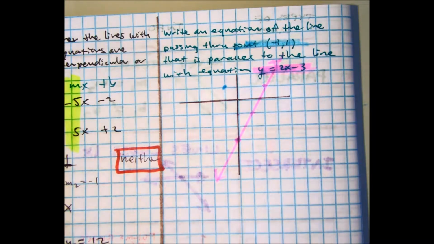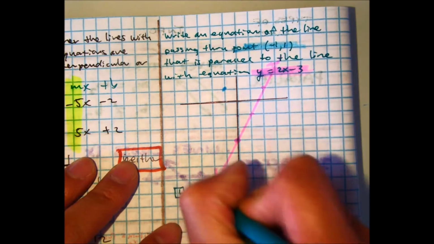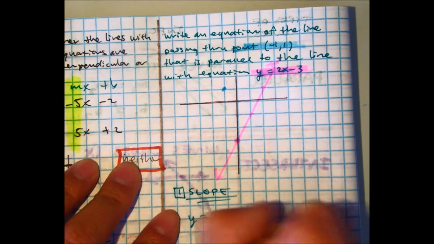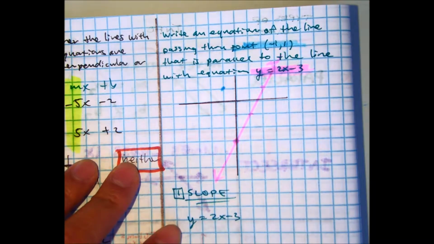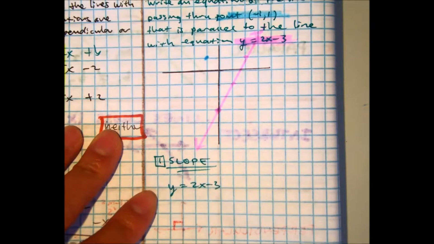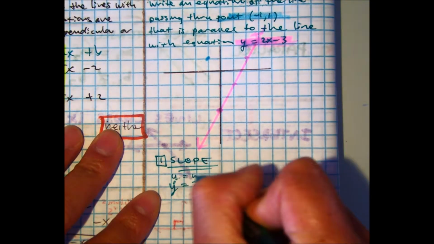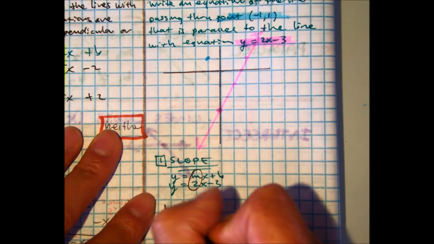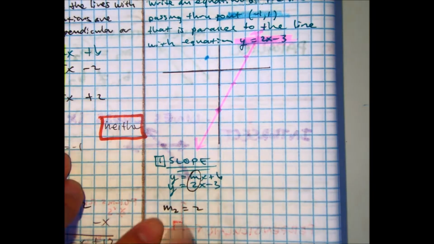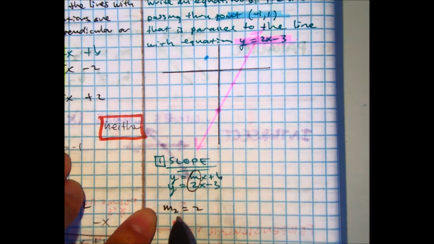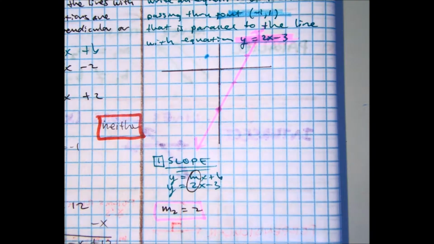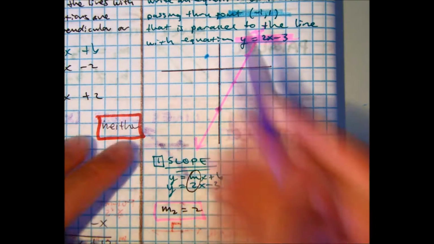So the first thing I'm going to do is look for the slope. Everyone say slope. If I take this equation, y equals 2x minus 3, I want to figure out its slope. Class, what is the slope? My slope is 2. We'll call this m2 equals 2. The slope of this second line, the pink line, color coded, is 2. Well, in this problem, it says they want it to be parallel.